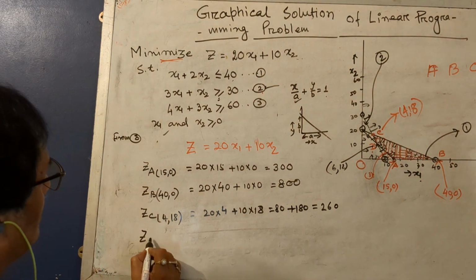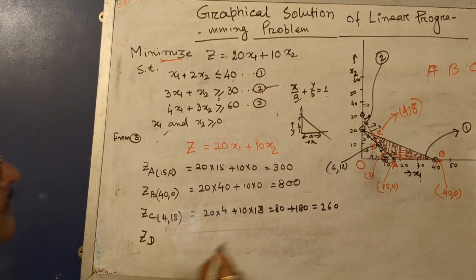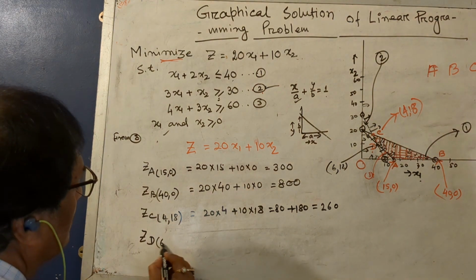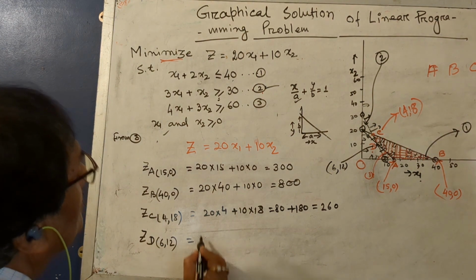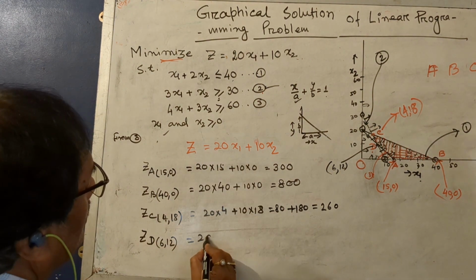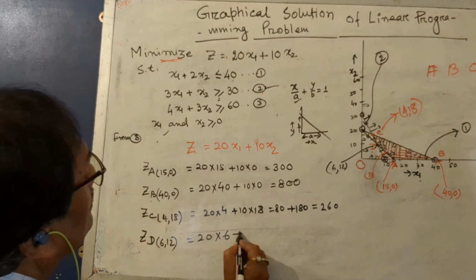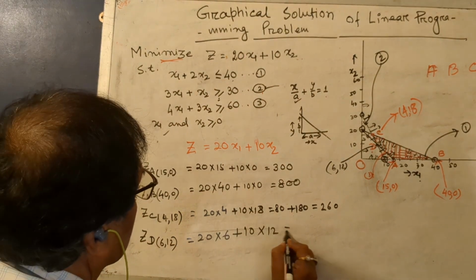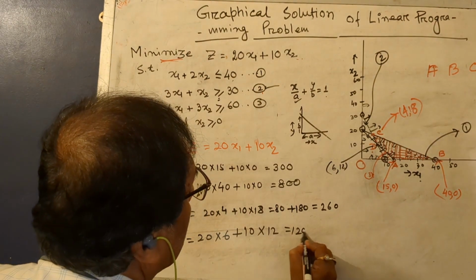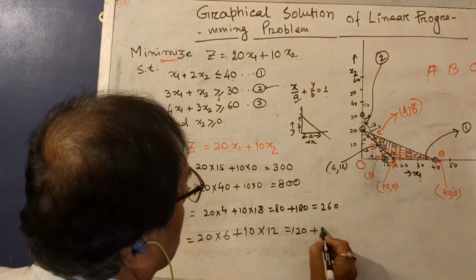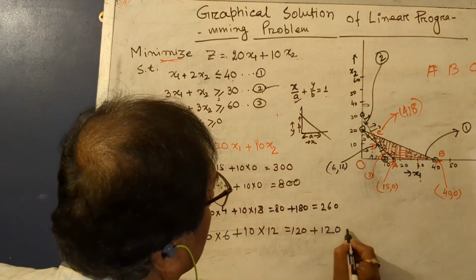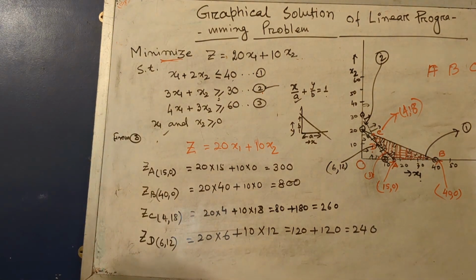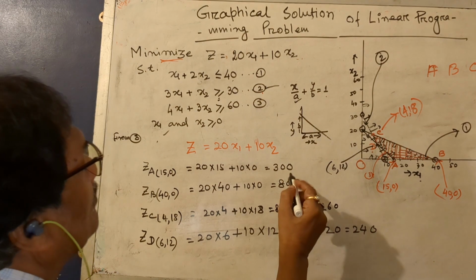Now Z at D. What is the coordinate of D? The coordinate of D is (6, 12). And what is the value? 20 into 6 plus 10 into 12. That is 120 plus 120, which is 240. Now check which one is the minimum value.